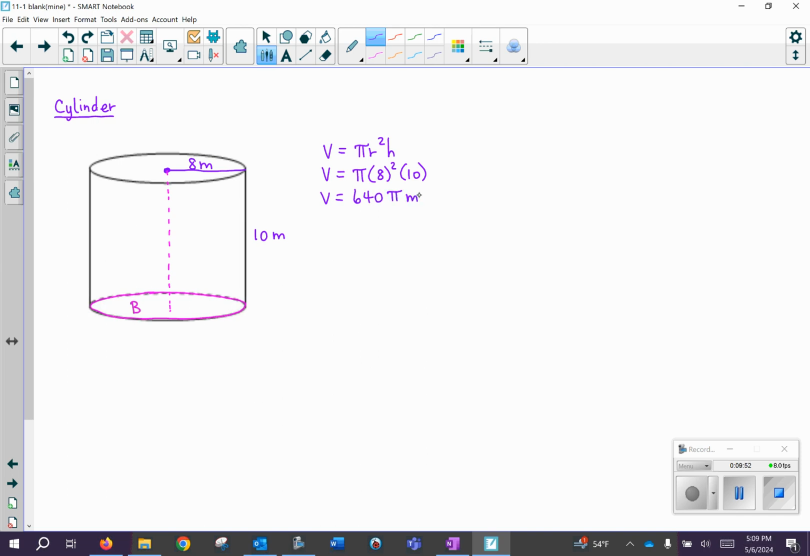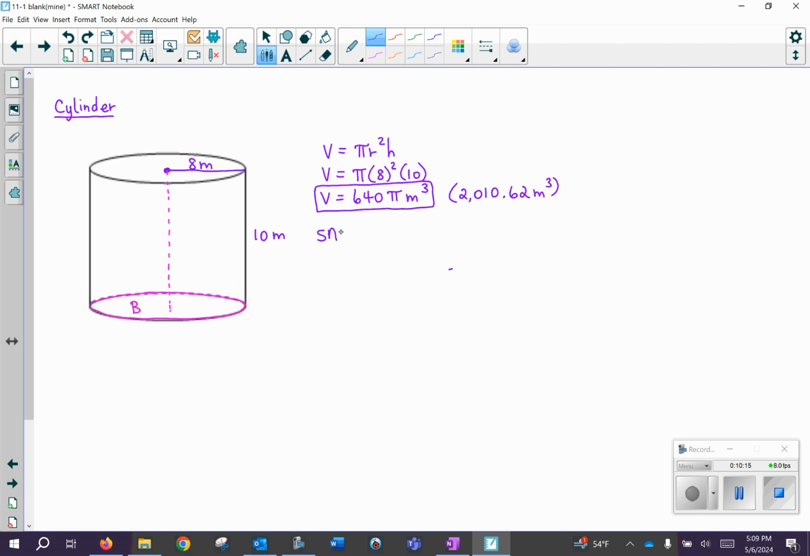meters cubed, since it's a volume. Keep 640 on your calculator, multiply by the pi key, and round once and once only, you'll get 2010.62 meters cubed.